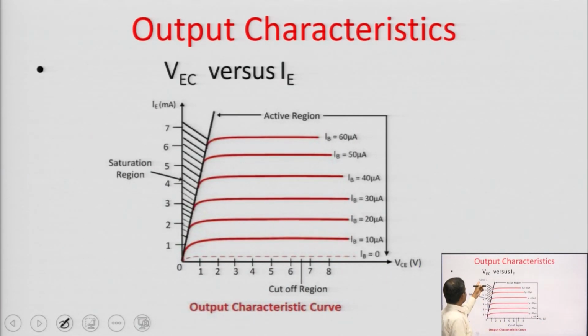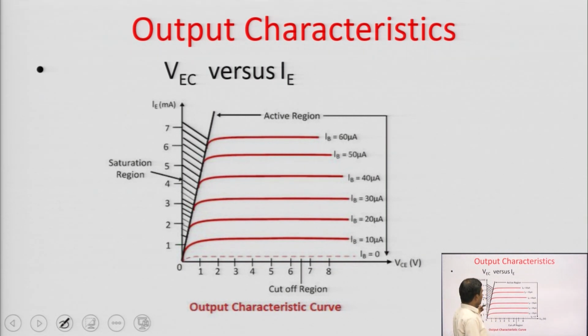Now, the y axis is the emitter current. We have to take care that when we draw the output characteristics, we keep the input current constant. Why must the input current be constant? Because BJT is a current controlled device. This means IE is a function of base current, so there should not be an effect of base current on the output characteristics. So we take the input current, that is the base current, as a constant.